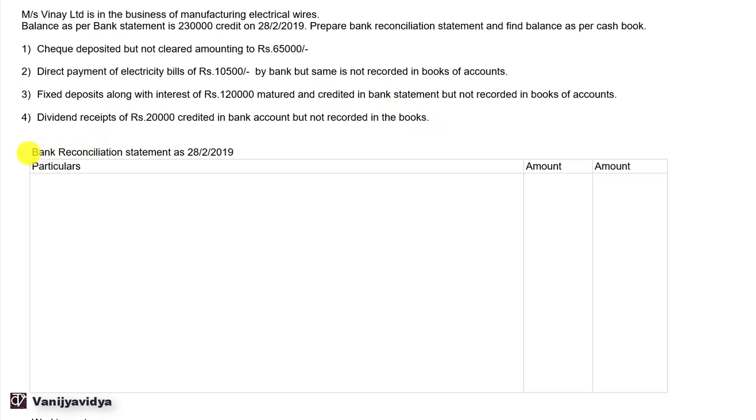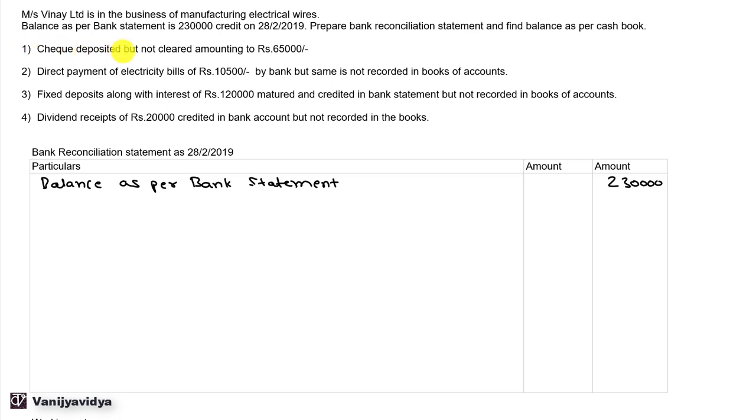Now this is the format of the bank reconciliation statement as on 20th Feb 2019. We will write the balance as per bank statement on 20th Feb 2019: 2,30,000. Now let's see all the transactions one by one, and we will try to calculate the impact of each transaction mentally, and we will also be preparing working notes for each transaction.